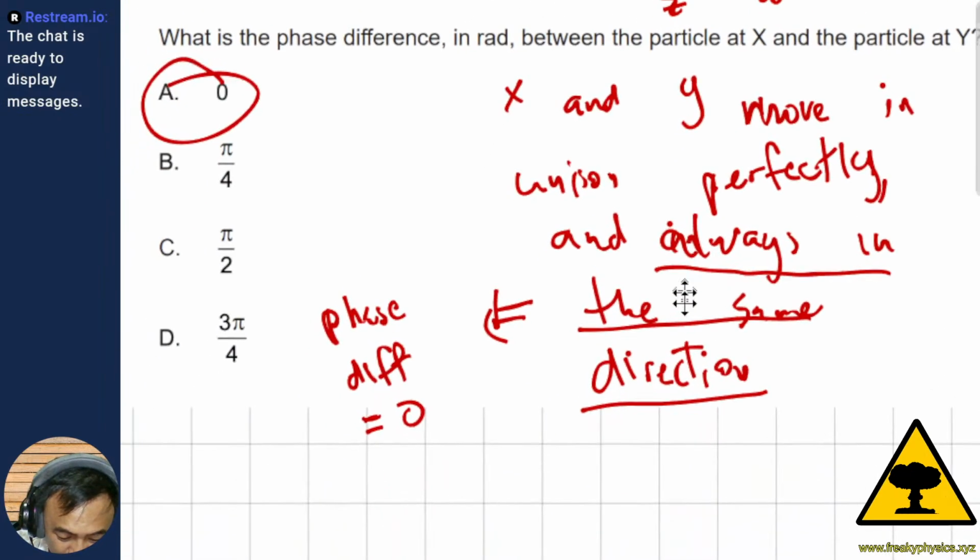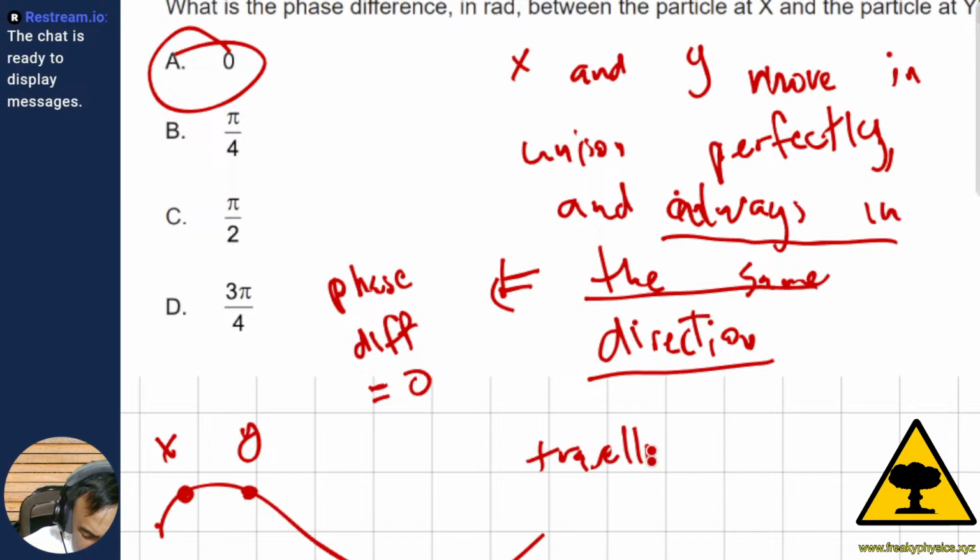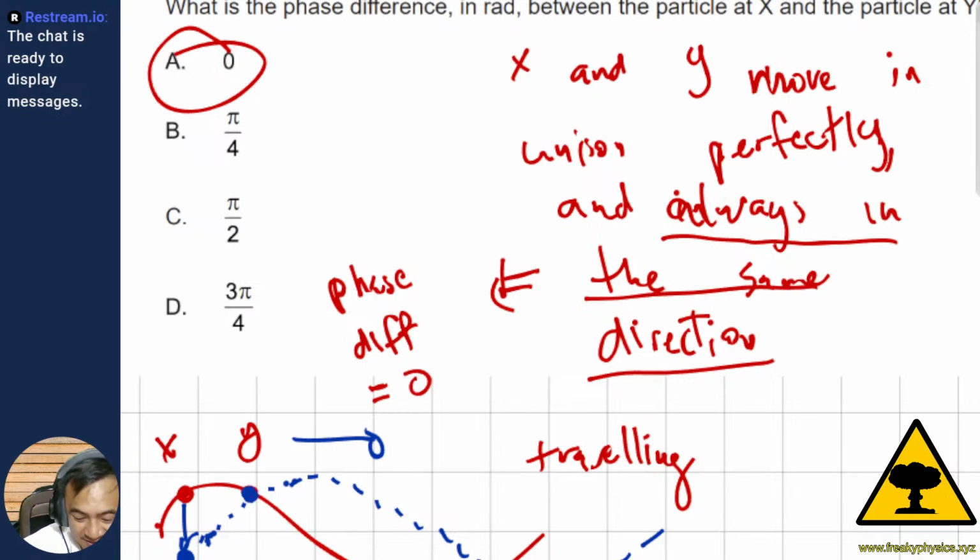Now, to address that question, what if they were traveling waves instead of standing waves? Let's do that real quick. This is X and Y on a traveling wave. After some time, the wave is going to be a bit like this. So where is X now? X is going to be here. It moved, but our Y is still basically on the same spot.